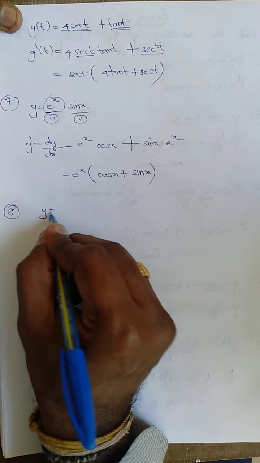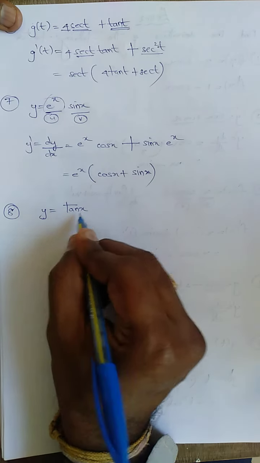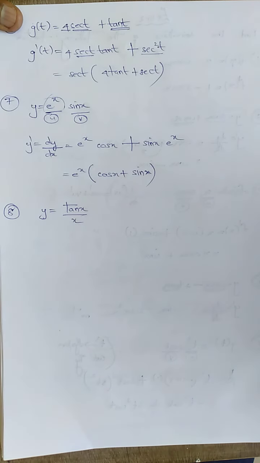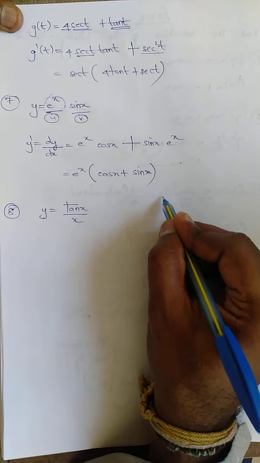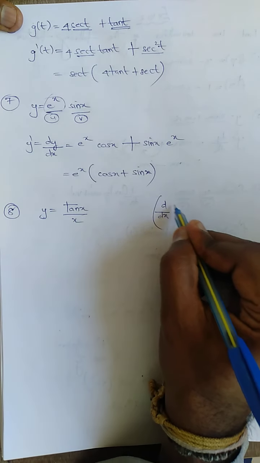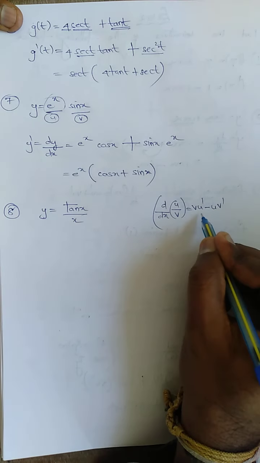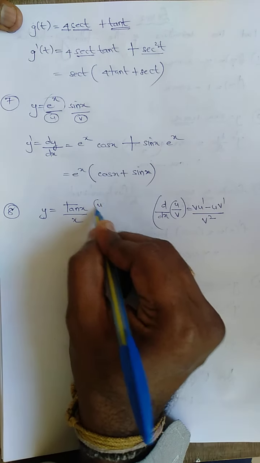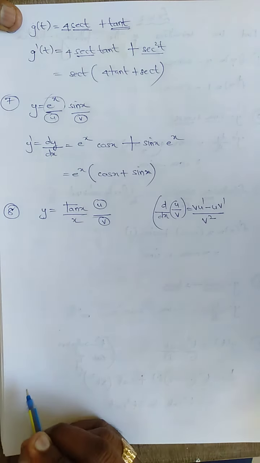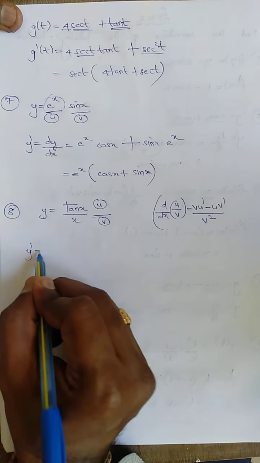Eighth sum: y is equal to tan x divided by x. This is called the divide rule, no? d by dx of u by v you can write as v u dash minus u v dash by v square. This is going to be u, this is going to be v. So y differentiate is y dash.